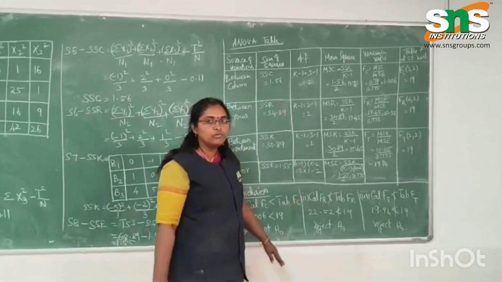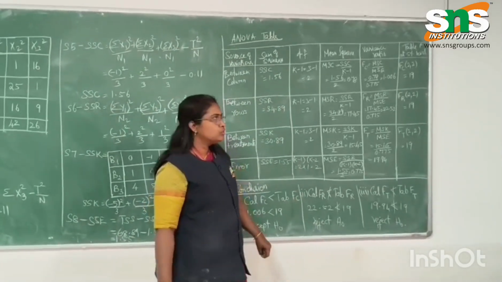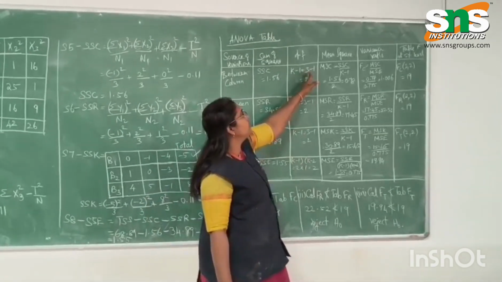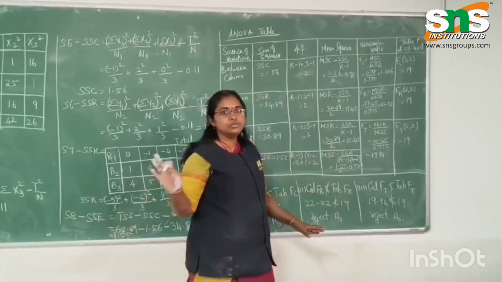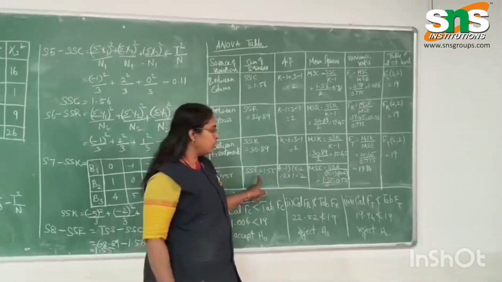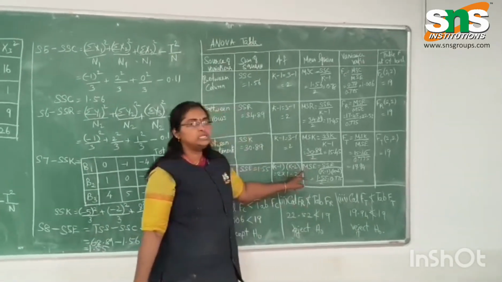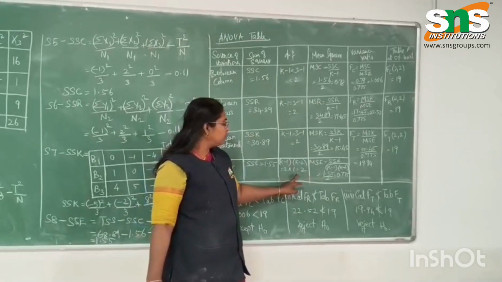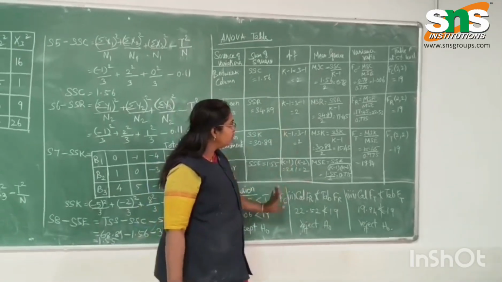For the degrees of freedom, it is always n minus 1. So here k minus 1 we are writing, k minus 1, the 3 data is given. So 3 minus 1 is 2, 2, 2. As well as in the error, the formula is k minus 1 into k minus 2. So 2 into 1 is 2. So all the values are 2 only.